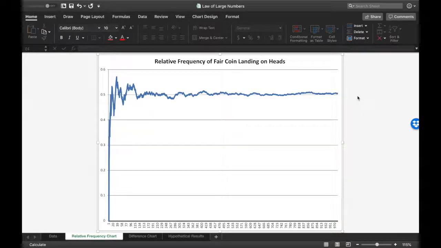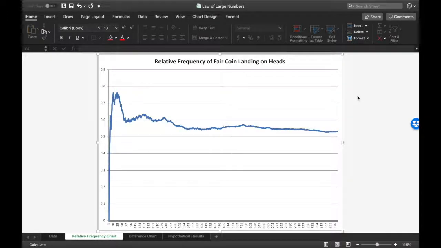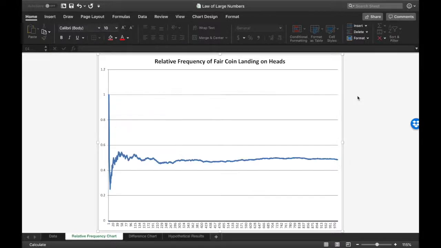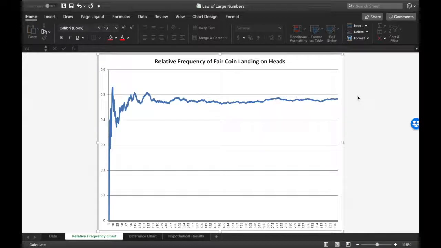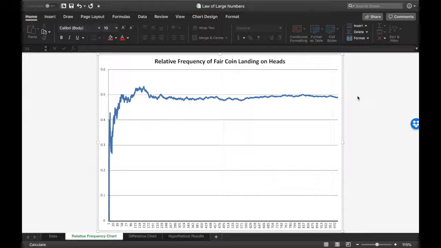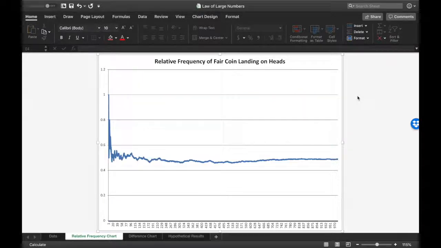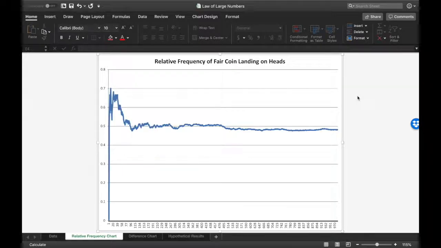Do it again, it's close to 0.5. Again, close to 0.5, starting a little above though. Again, approaching 0.5. So every time here, you see there's some consistency. My relative frequency, as I do more and more coin tosses, seems to be approaching 0.5.